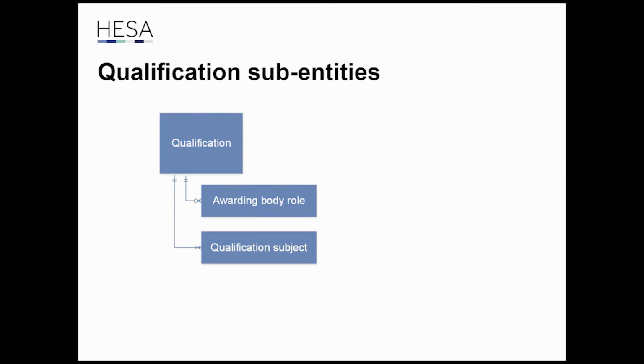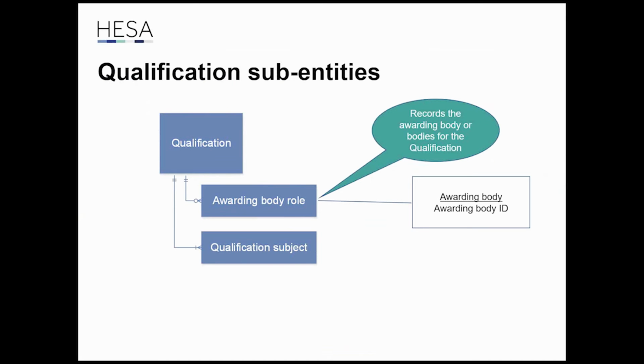So first off, we have the awarding body role. Here we're recording who is the awarding body or bodies for a qualification. So providers will, in a lot of cases, be submitting a UK PRN. It might be their own UK PRN or of another provider if they've got that arrangement. But that's where we get the awarding body.